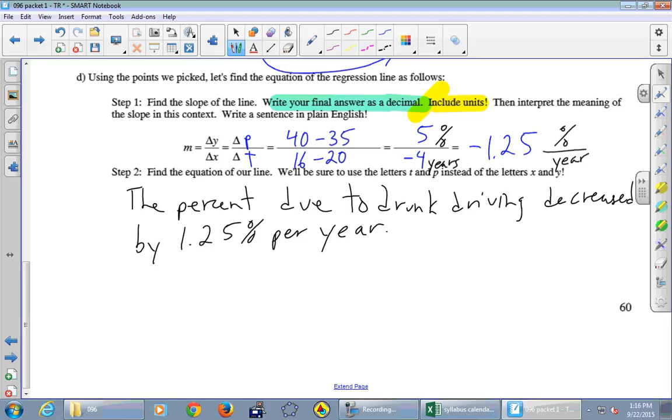Okay. Now, why didn't I write the negative in that number? Because it was negative 1.25. We wrote the word decrease. That absorbs the negative.